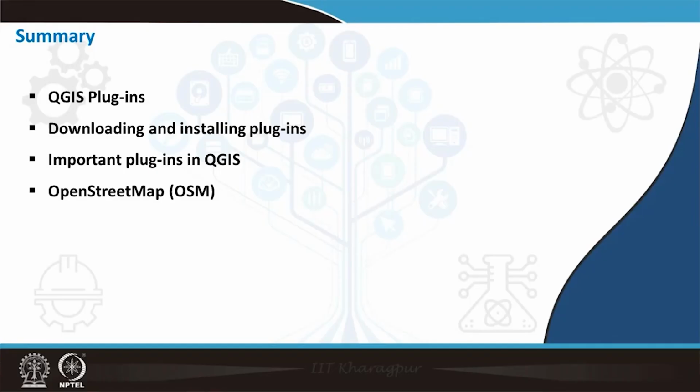Again, coming back to the summary, we have seen QGIS plugins, downloading and installing plugins. What are the different plugins? We have seen the georeferencer plugin, the OpenStreetMap and QuickMapServices plugins, how to bring in Google Maps, how to download OpenStreetMap data from the OpenStreetMap data repository to the QGIS platform using a QGIS plugin, and OpenStreetMap base layers to the QGIS platform. So till now we have seen these aspects of plugins in this particular session.